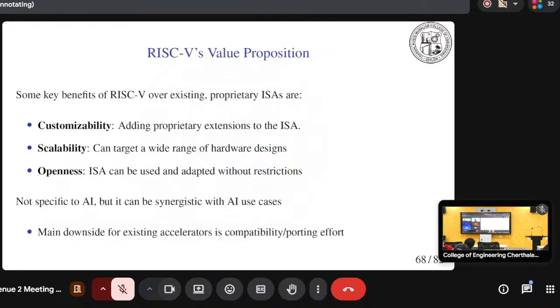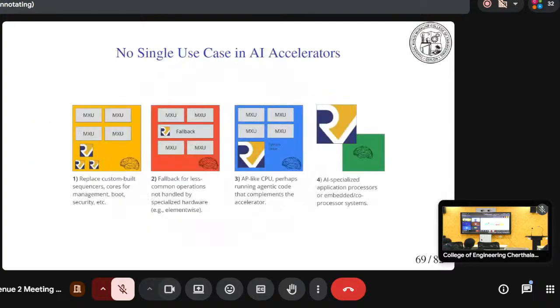Okay, so the value proposition of RISC-V stands in customizability, scalability, and openness, which I have already discussed. And yeah, so I think I will stop this slide. And these are the different methods available in current literature with which we can deploy RISC-V in different AI aspects. So the first method, okay, you can see that you have individual CPUs and also you have RISC-V.